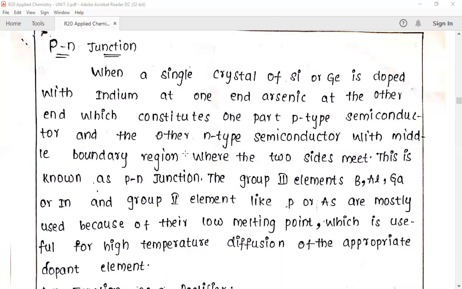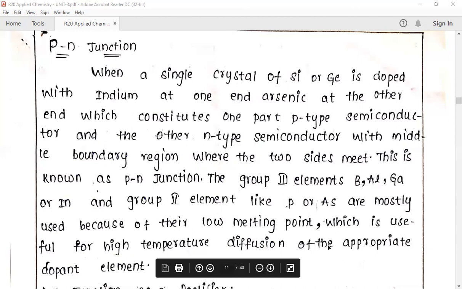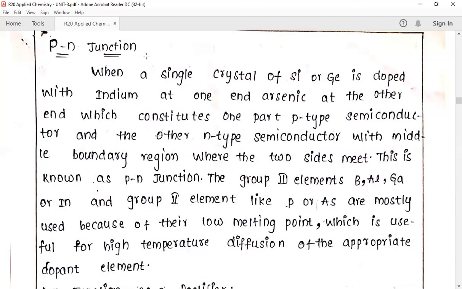Coming to the first one, that is a PN junction, which is used as a rectifier. The PN junction is a device in which the electrons only flow in one direction across it, and it acts as a rectifier. The function of the rectifier is to transform an alternating current, that is AC, into direct current, that is DC.